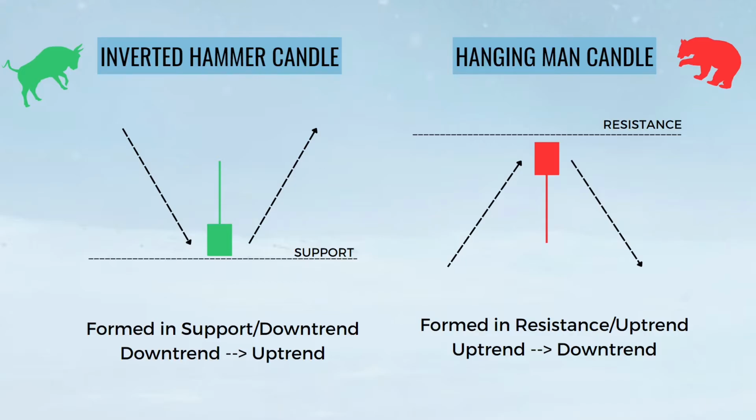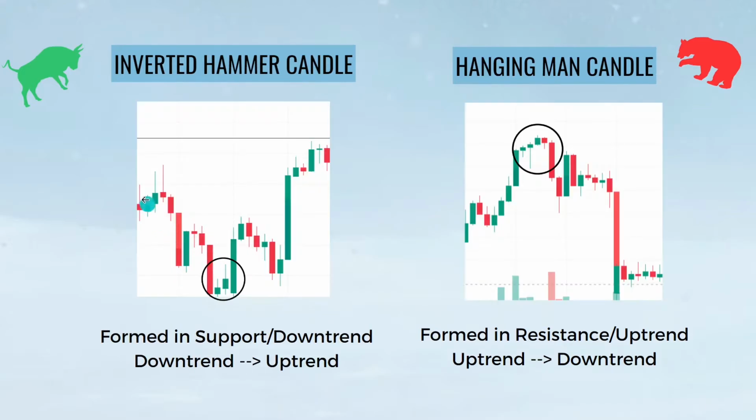Let's see an example for this particular pattern. When the market is in a downtrend, there are actually two inverted hammer candles formed. Once the inverted hammer candle is formed, what happens next? The market starts moving in the upper direction, right? When the market is in an uptrend and the hanging man candle is formed near this resistance zone, what happened next is the market moved towards the downtrend. I hope you are clear with this inverted hammer candle and hanging man candle.